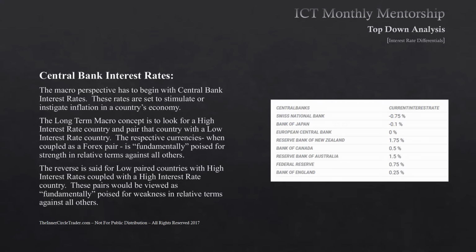We're going to go through this in two passes. In other words, we're going to find two trading examples on a higher time frame basis using interest rate differentials, starting with the interest rates that are pegged at the central bank level.